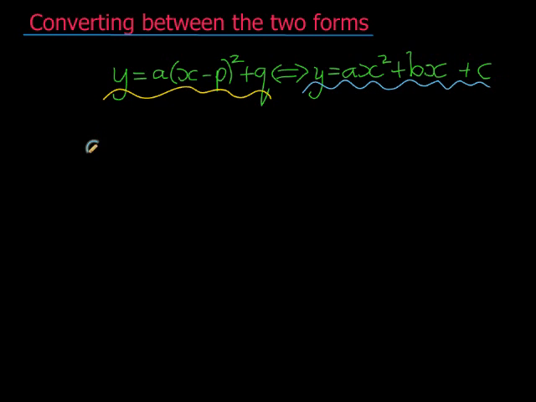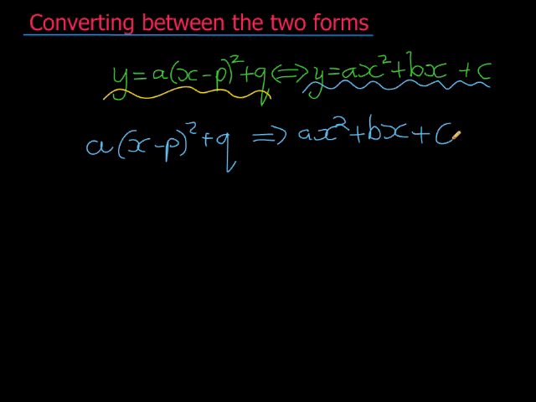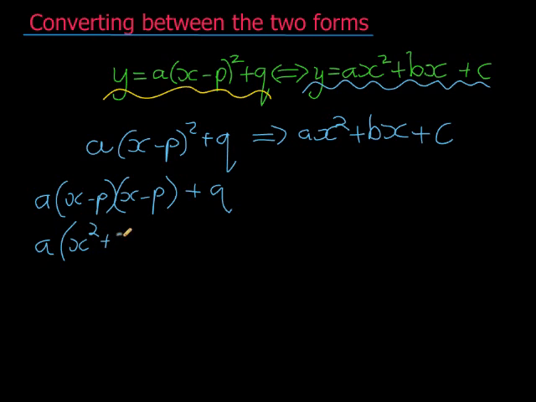Well, we've already seen that to go from this equation into the equation of ax squared plus bx plus c, all we need to do is simplify. So let me do it without values in, just so that we can see what it looks like a little bit abstractly. If I multiply out these two brackets, the answer I get is x squared minus 2px plus p squared plus q.